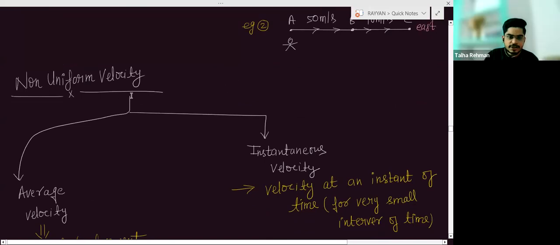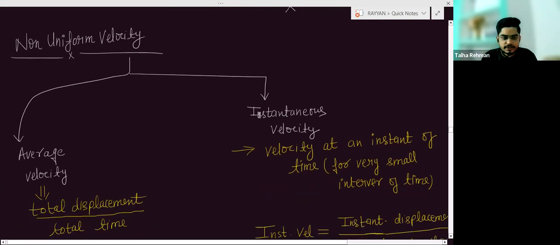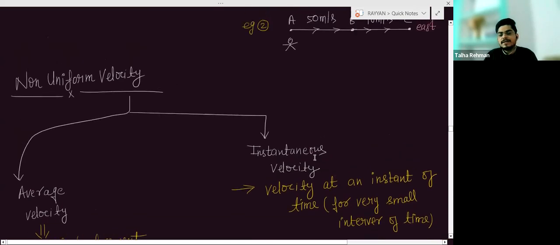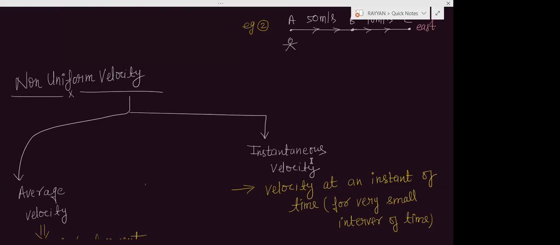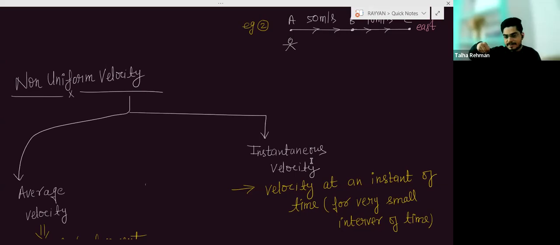Now, non-uniform velocity can be defined in two ways: average non-uniform velocity or instantaneous non-uniform velocity. First, we will discuss what is instantaneous velocity. Suppose you are riding a bike and your bike is running at 50 kilometer per hour. But you have the accelerator of the bike. You will accelerate the bike, so the speed of the bike will increase.